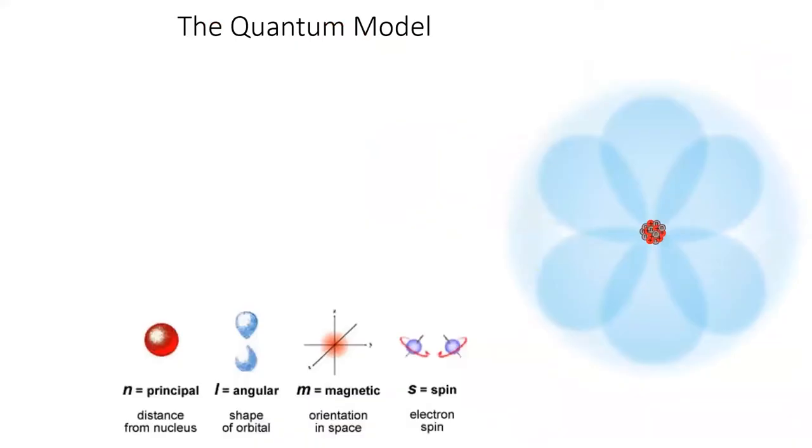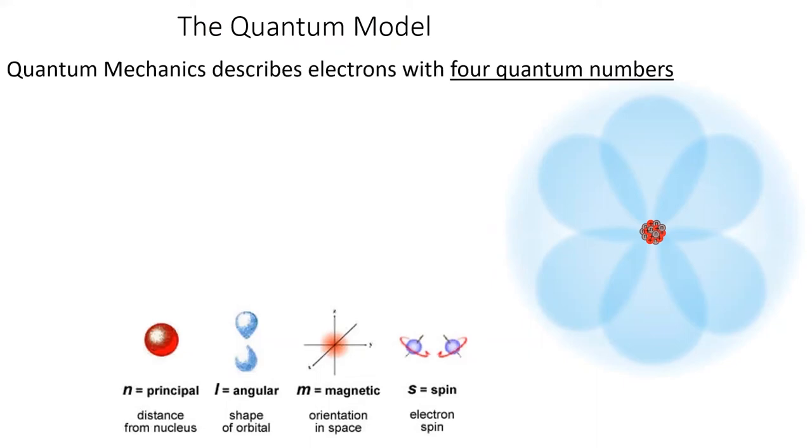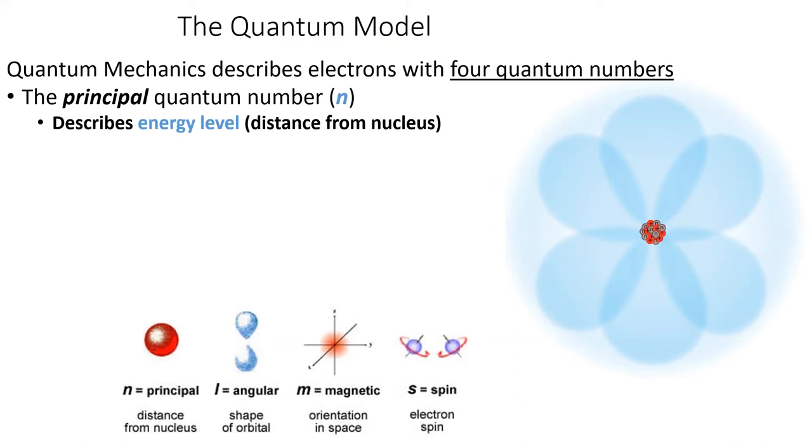At this point, you are ready to meet the quantum model of the atom. Quantum mechanics describes an electron's wave function using four quantum numbers. You'll need to know these quantum numbers for the exam. I'll run through each of them here, then incorporate them into an extended metaphor. The principal quantum number n is the most important. It states which energy level the electron is in, which corresponds to how far away the electron is from the nucleus on average.